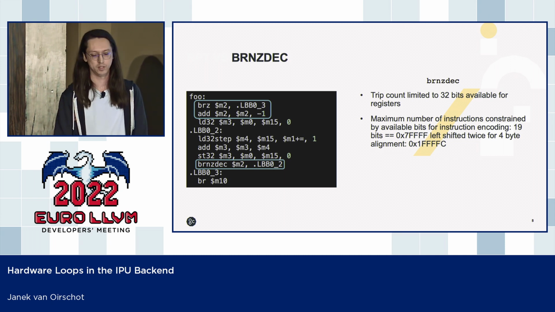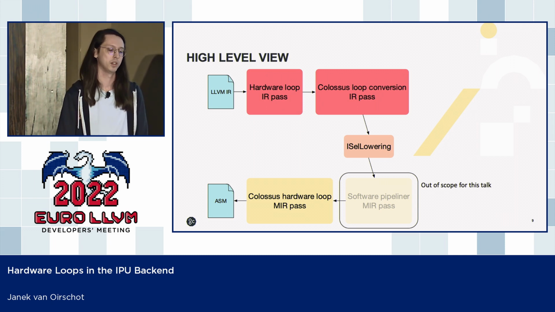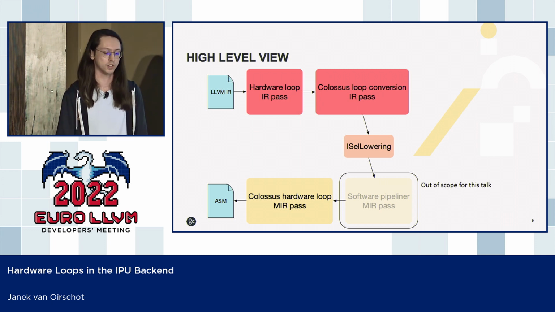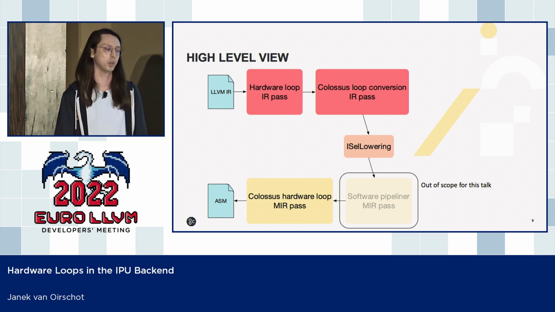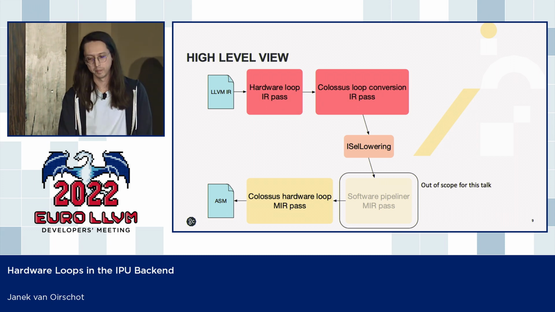So now we are all experts on the IPU hardware loops, but how does that affect the IPU backend? Here we have the high-level overview of all the related passes and stages for our hardware loop. We have the hardware loop IR pass, and the Colossus loop conversion IR pass, where Colossus is the architecture family name. You'll see it pop up more often. We have ISTIL lowering and the software pipeline, which I left out of scope for this talk. And finally, we have the Colossus hardware loop MYR pass that will emit the MYR instruction for these hardware loops.